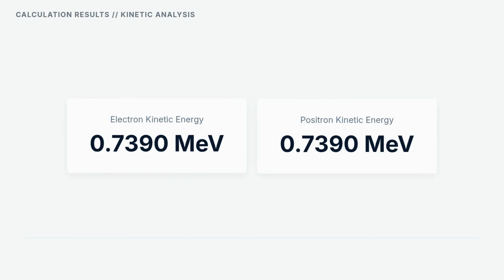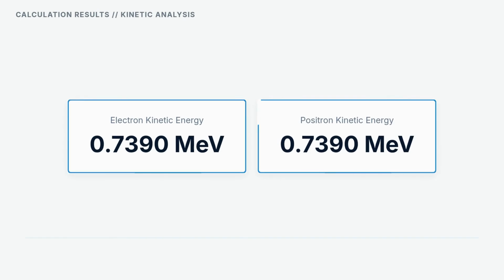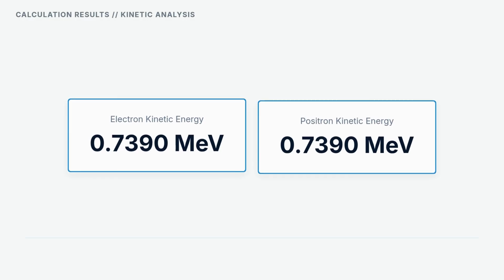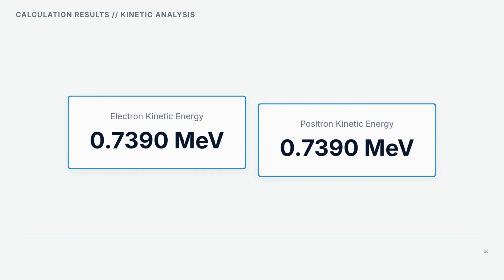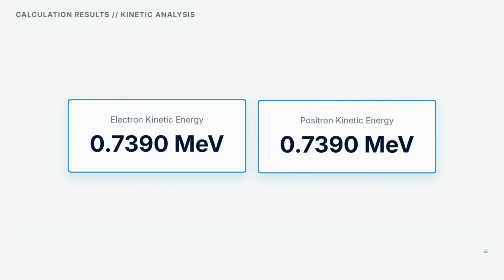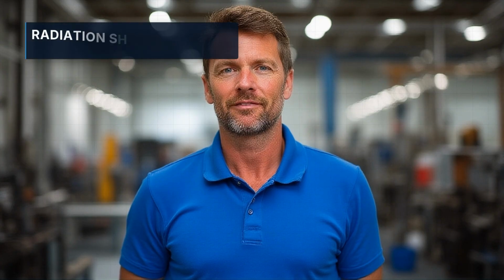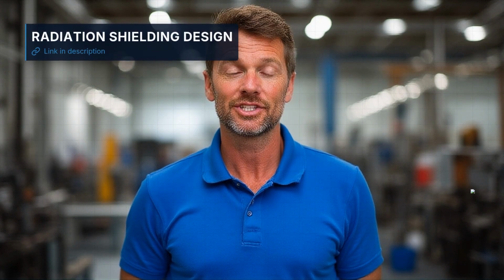The electron kinetic energy and positron kinetic energy both show 0.7390 MeV with equal division, meaning the excess energy is split evenly between the created particles. This tool quickly verifies pair production conditions for radiation shielding design.